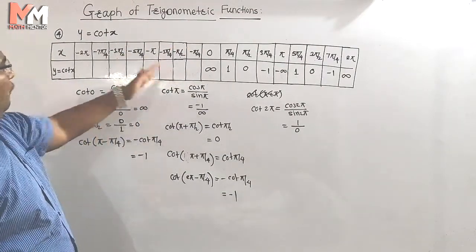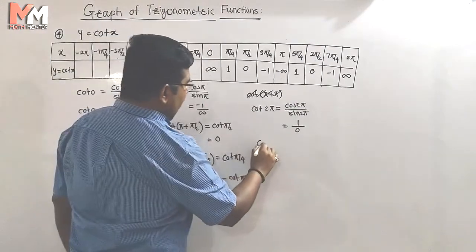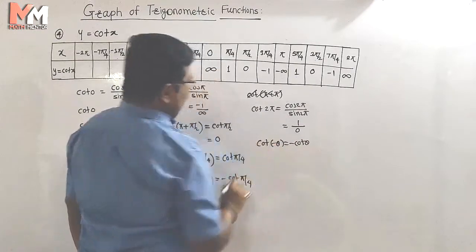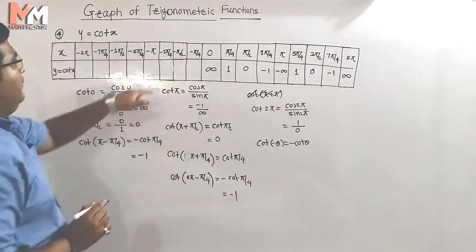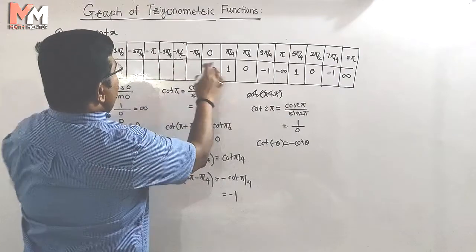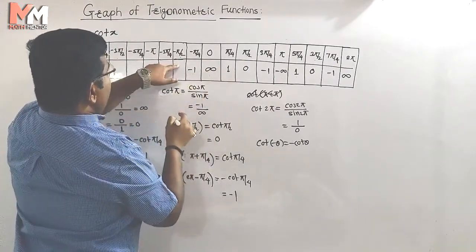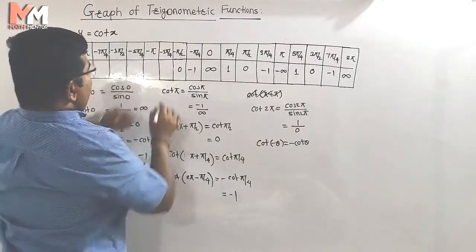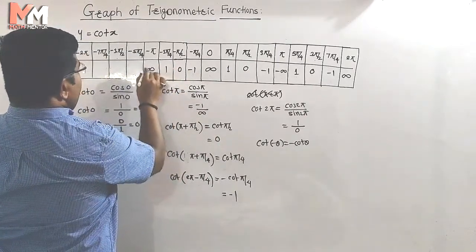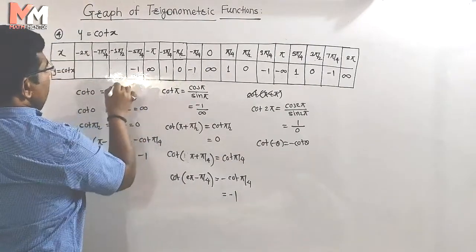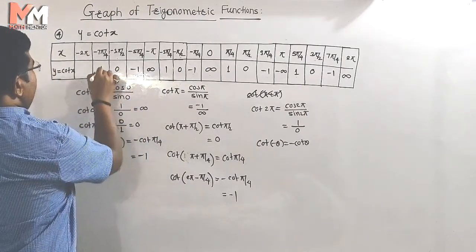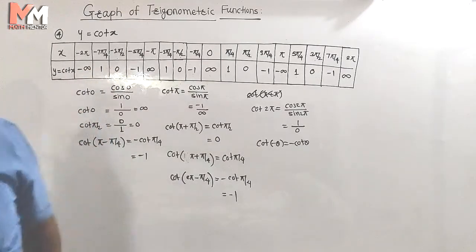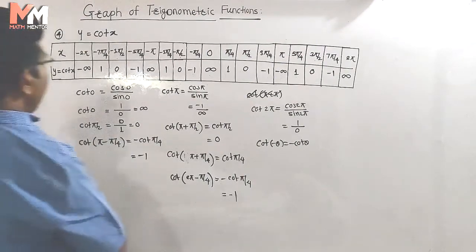Okay, so now we have to find the negative values. For negative values, cot of minus theta is equal to minus cot theta. So cot of minus pi by 4 is minus cot pi by 4. Cot of minus pi by 2 is minus cot pi by 2. Cot of minus 3 pi by 4 is plus 1, and so on: plus infinity, minus 1, 0, plus 1, minus infinity. So these are some different values of y corresponding to different values of x.